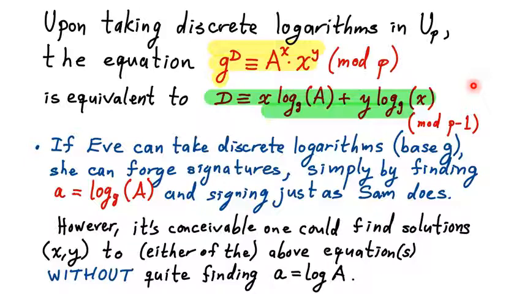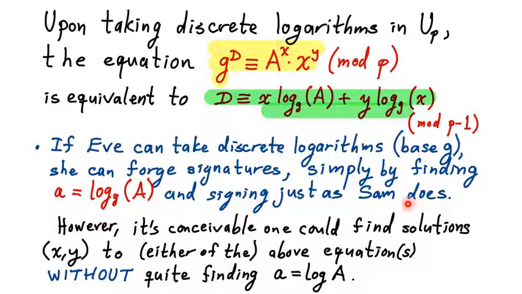Of course, it goes without saying that if you, in your role as adversary, as evil Eve, can take discrete logarithms base g in the group U_p, then you can certainly forge signatures. For instance, you could do this by finding, right? This is the conspicuously hardest part here. If you could find the discrete logarithm of the public verification key, big A, you would be finding the signing secret exponent little a, right?